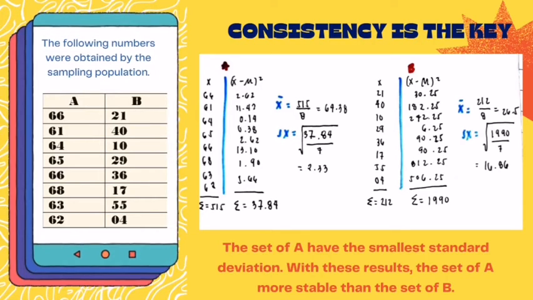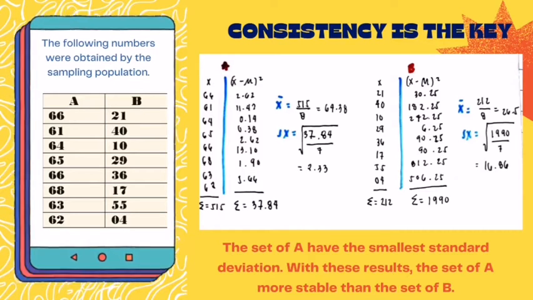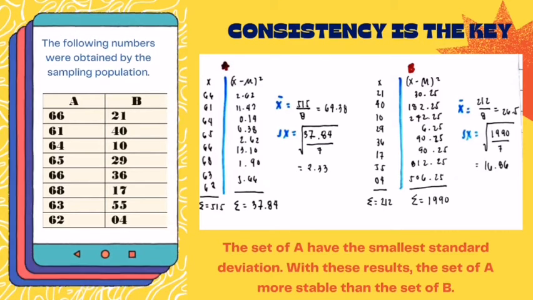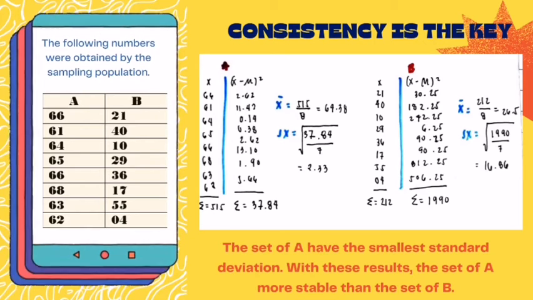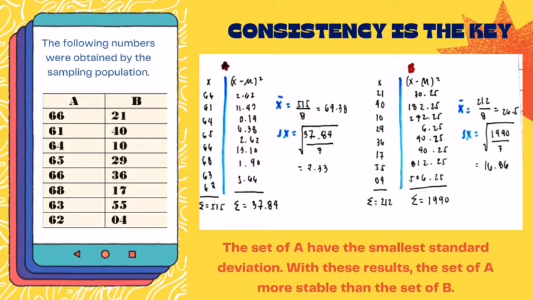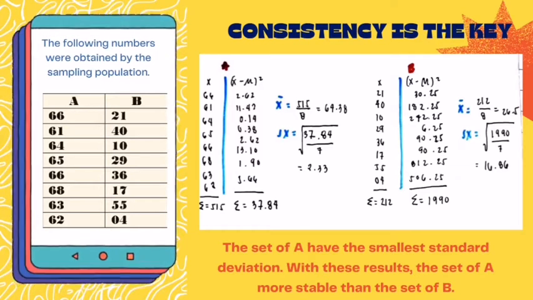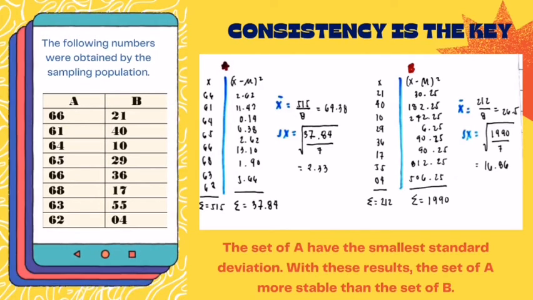On the other hand, set B has a total of 212 in x values and 8 data values. 212 over 8 is equal to 26.5, so that will be the mean of set B. Using the formula of (x minus mu) squared, we get a summation of 1990. Again, for the standard deviation, the square root of 1990 over 7 is equal to 16.86. So that will be the standard deviation of set B. Take note, the smaller the standard deviation, the better.